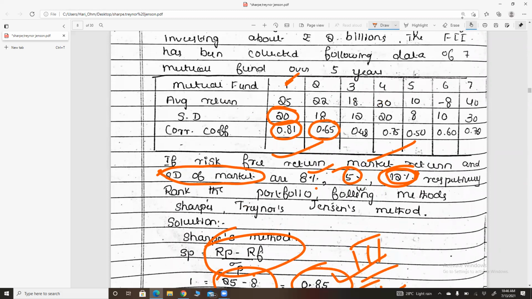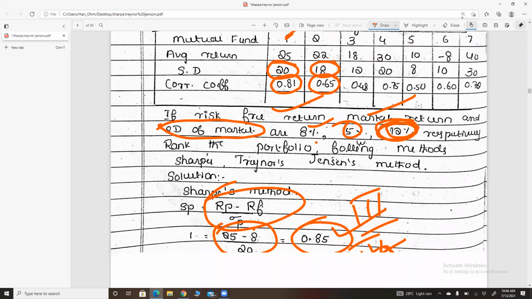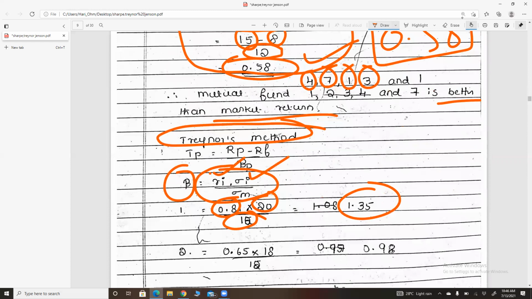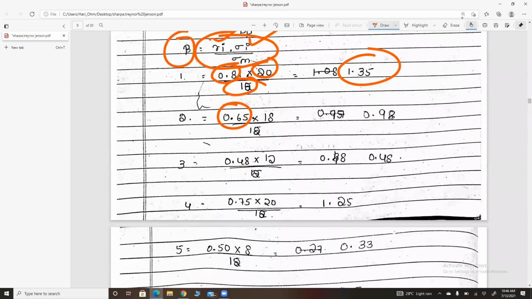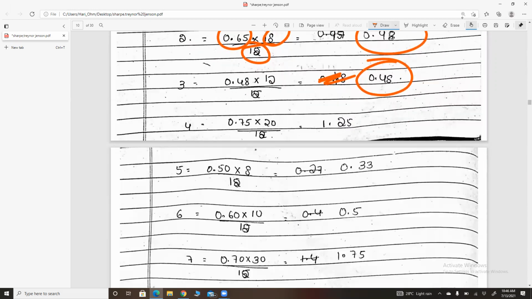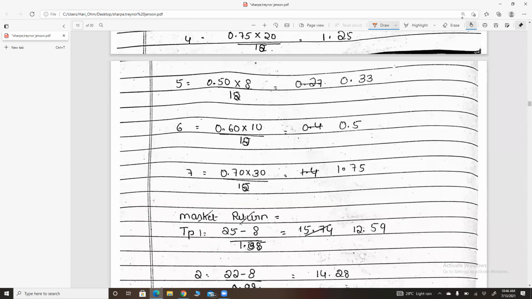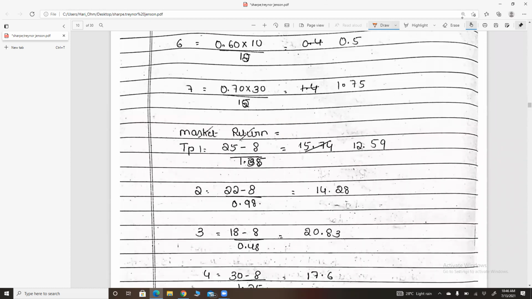Next, you need to calculate for the second one. 0.65 is the correlation coefficient, standard deviation is 18, then divided by 12, the standard deviation of the market. Like that, you have to calculate. So 0.65 into 18 divided by 12. The answer is 0.98. There may be changes in the answer, so just calculate yourself. Like that, you calculate for all 7 mutual funds. Then you need to calculate.